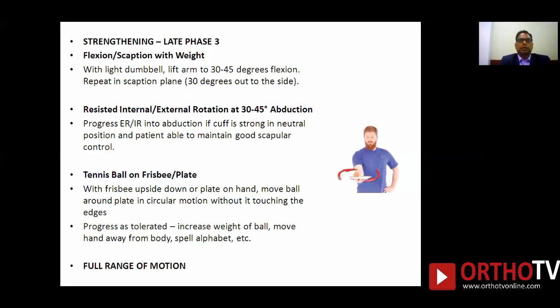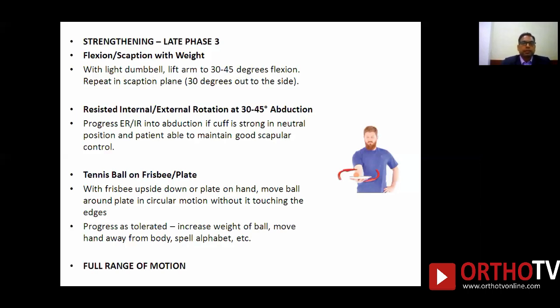Now, in the late phase of strengthening, flexion and abduction with a light dumbbell: lift the arm to 30 to 45 degrees of flexion. Repeat in the scapular plane. Then resisted internal or external rotation at about 30 to 45 degrees of abduction. Progress to external and internal rotation in abduction if the cuff is strong in neutral position and the patient is able to maintain good scapular control.